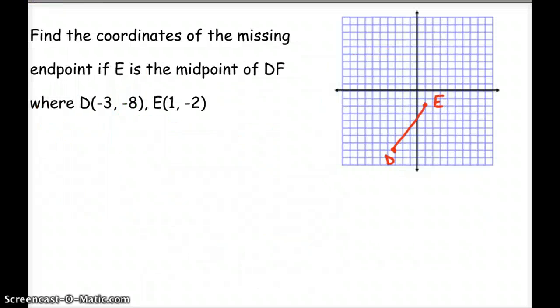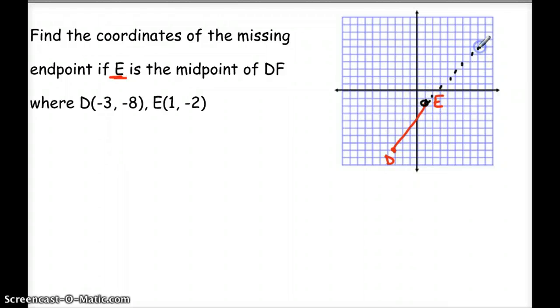All right. Find the coordinates of the missing endpoint if E is the midpoint of DF, where D is (-3, 8), and E is (1, -2). So I've already plotted my ordered pairs. If you could do that as well, that would be great. All right, so now what I'm doing in this situation is I'm looking for the other end. E is the midpoint, so this is the midpoint. Where E is the midpoint, I could extend it up this way, people. Okay, so we want to extend this line.